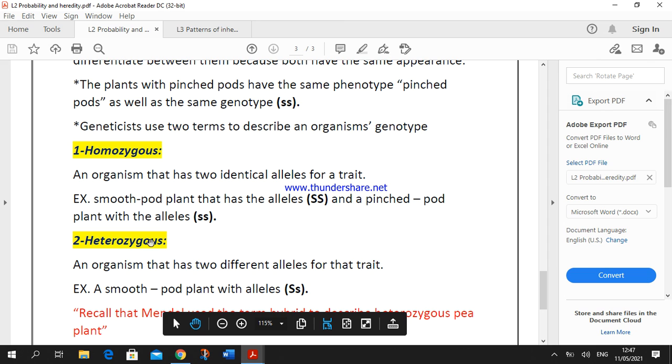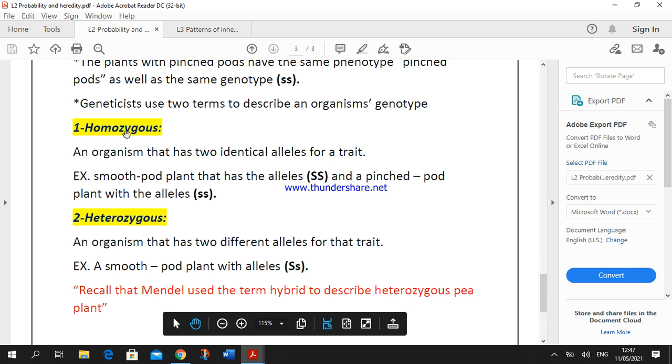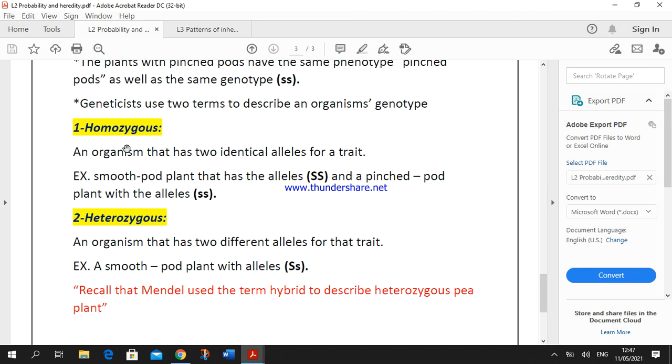Mendel used the term purebred to describe the homozygous, and used the term hybrid to describe the heterozygous.